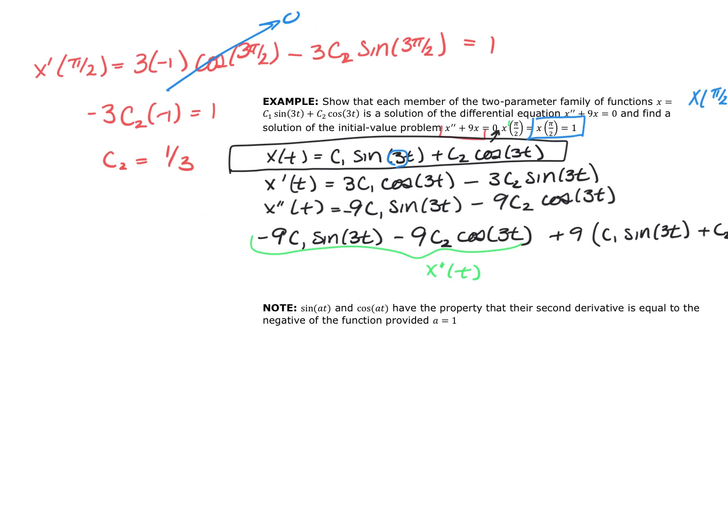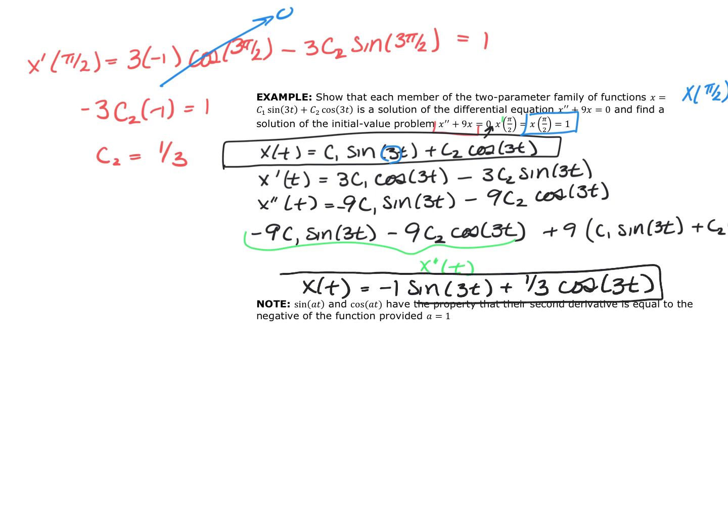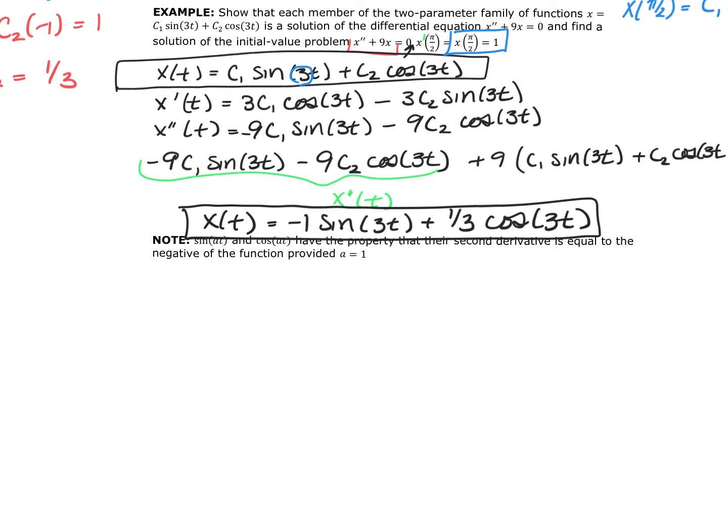So the family member that I am looking for is x of t is equal to negative 1 the sine of 3t plus 1/3 the cosine of 3t. So this is a particular family member that satisfies this differential equation and satisfies these initial values.